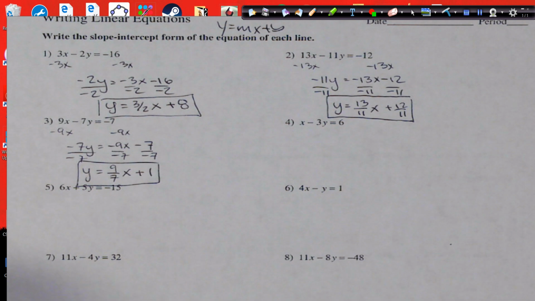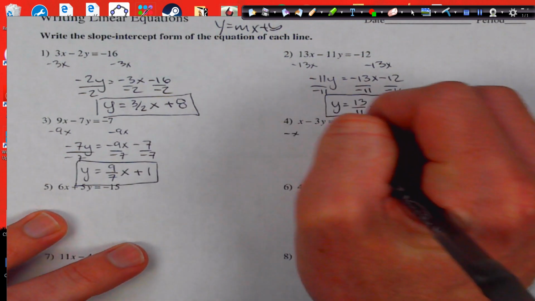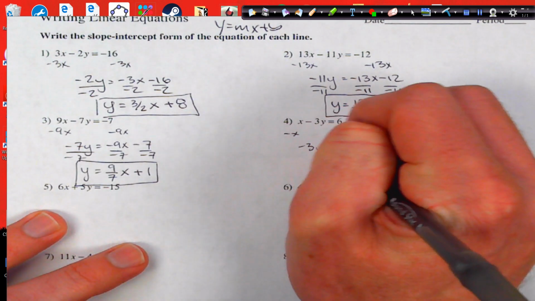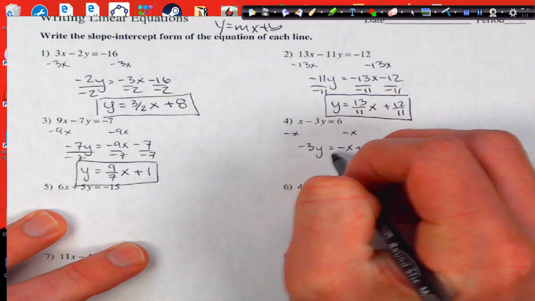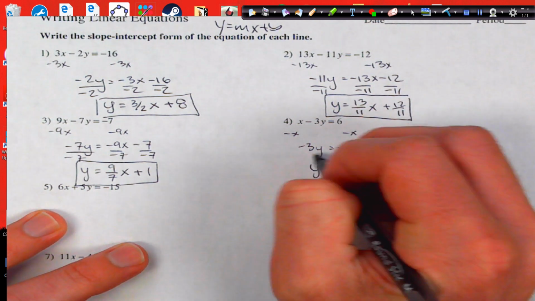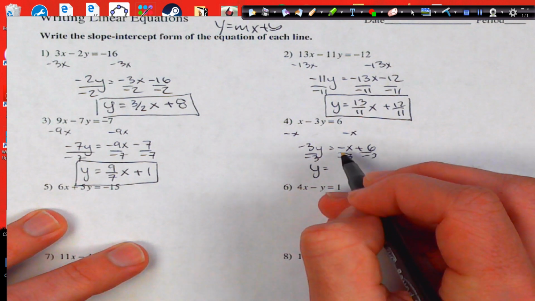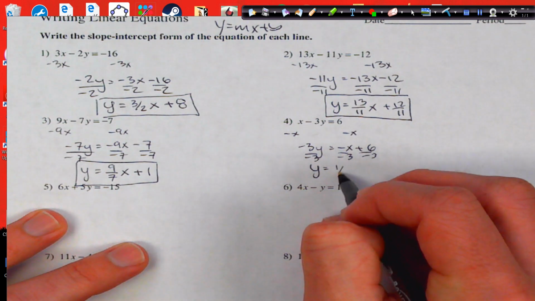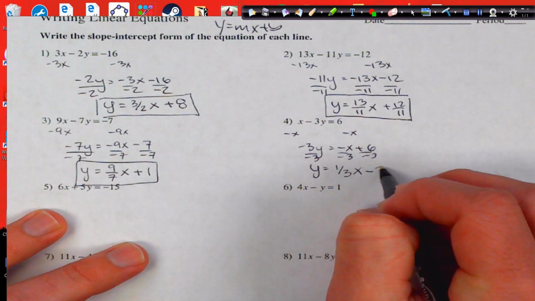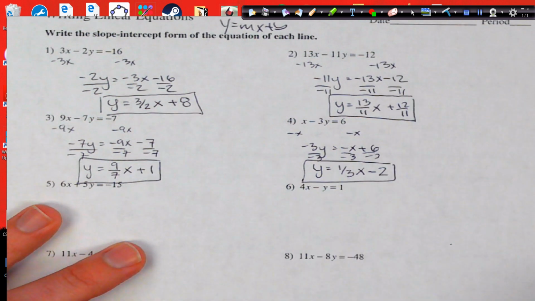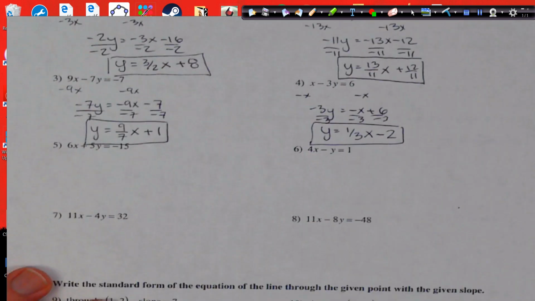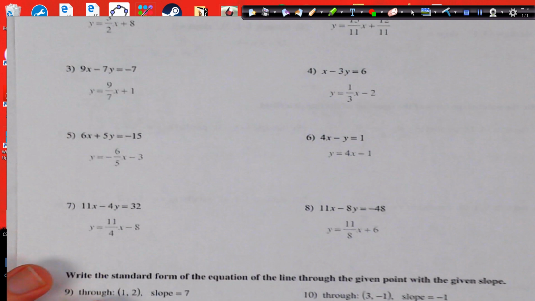All right, next one, subtract the x. Divide by negative 3. And here we're going to get negative 1 over negative 3. That's going to be 1/3 x, and this is going to be minus 2. Okay. All right, I showed you how to do 4 of them. I'm just going to show you the answers to the other 4.